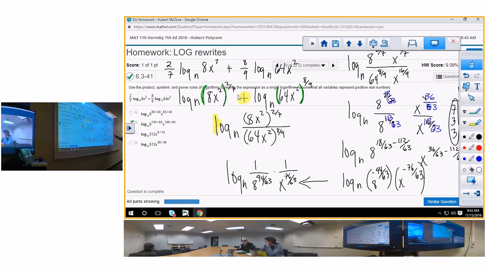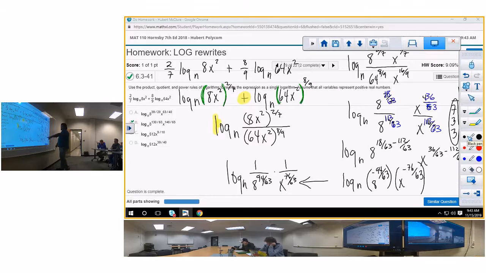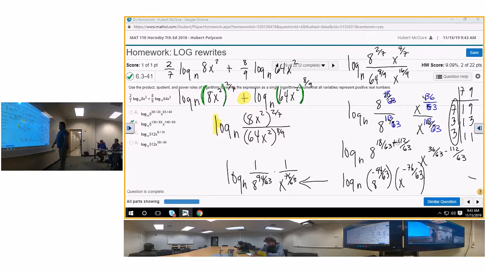Okay, so let's just add these two. What is 118 plus 112? I thought something was fishy.